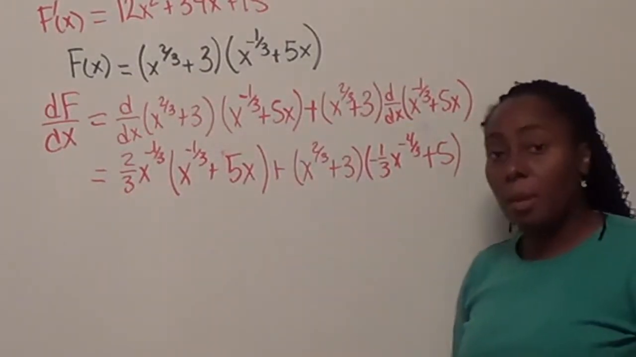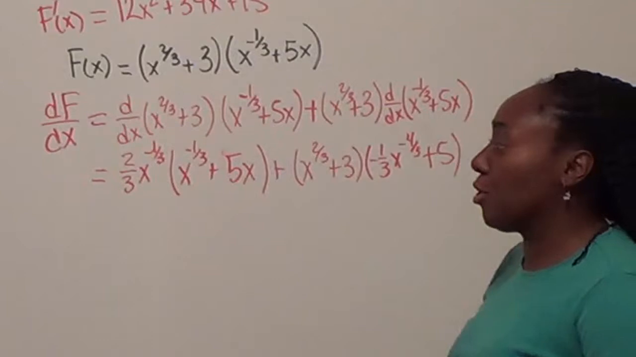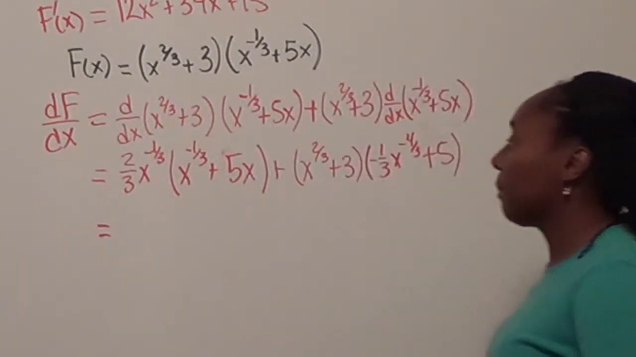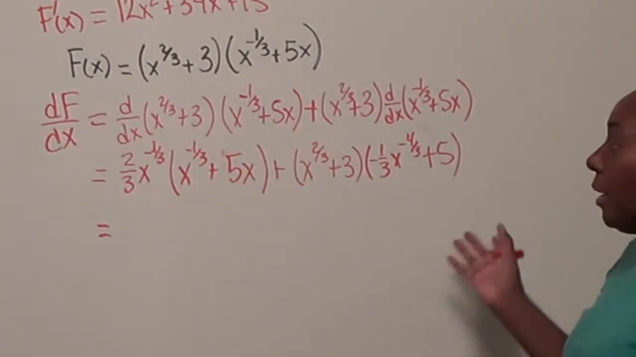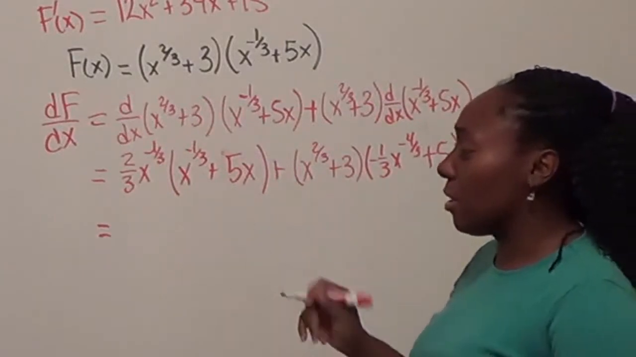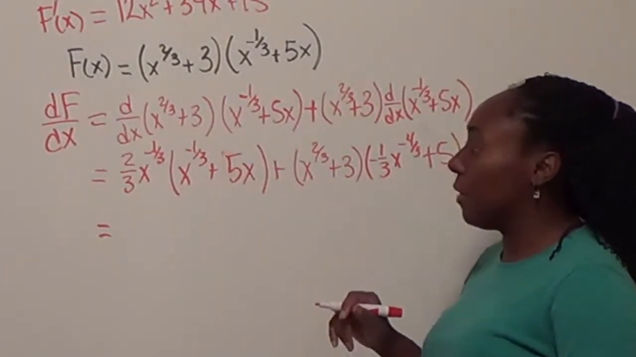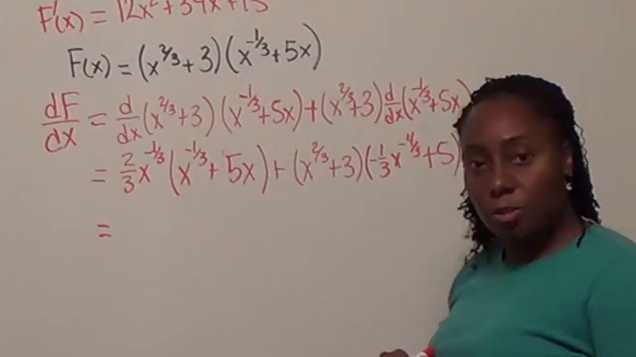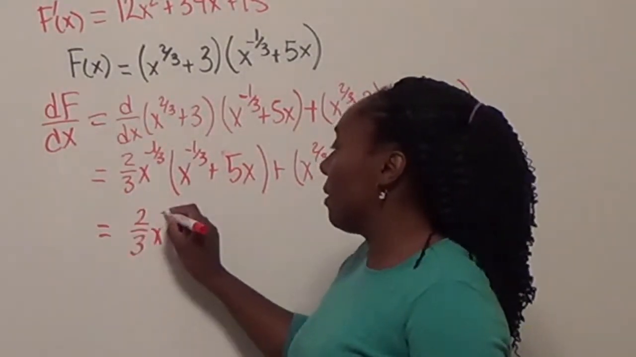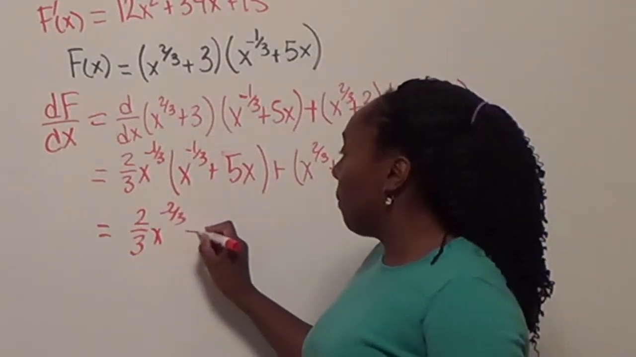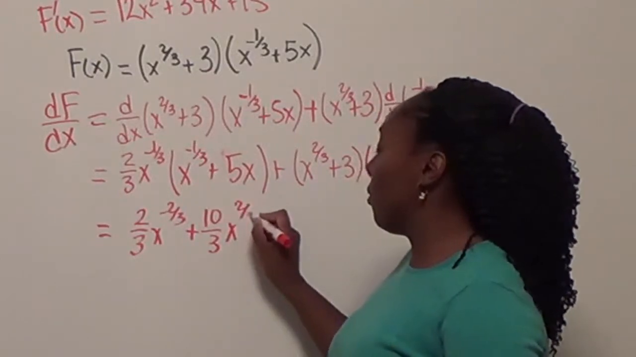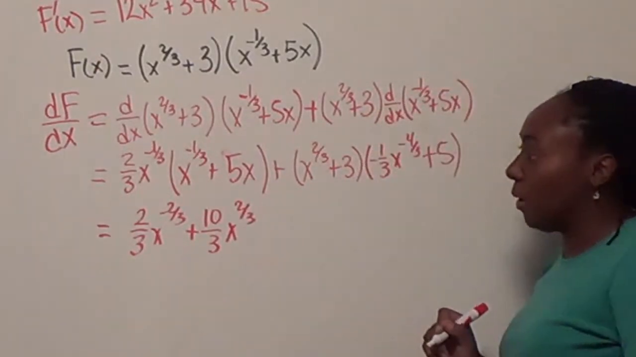Again, we can leave it here if we're just asked to find the derivative, but we may also be asked to simplify. Okay. With the negative exponents in here, obviously it's going to be a little bit more challenging to simplify this, but again, we would start by distributing. So here we can see this is going to be 2/3 x to the negative 2/3 plus a 10/3 x to the positive 2/3. So just distributing that first set.